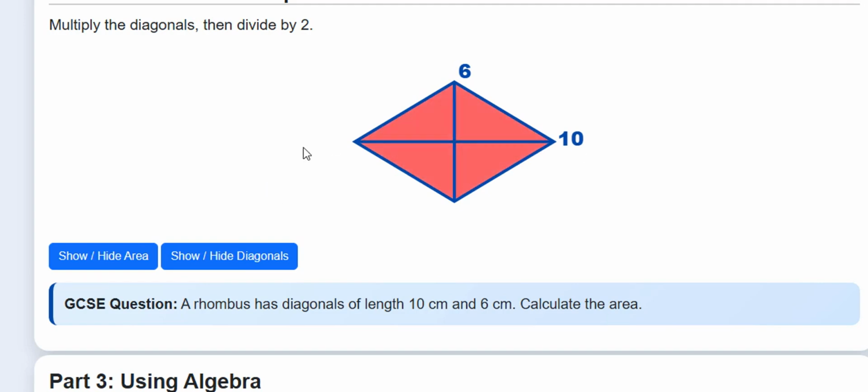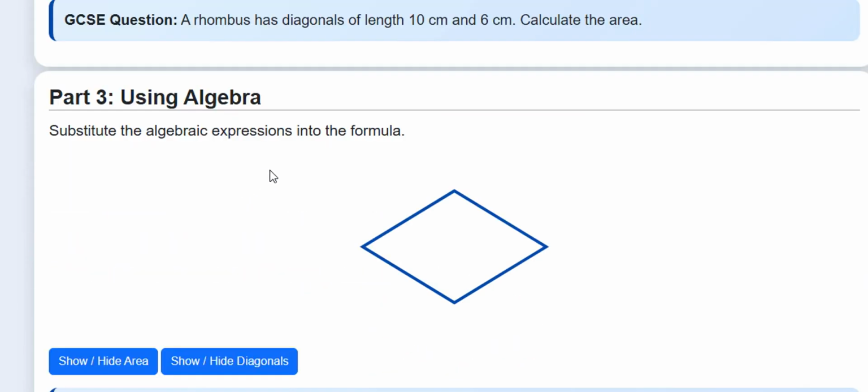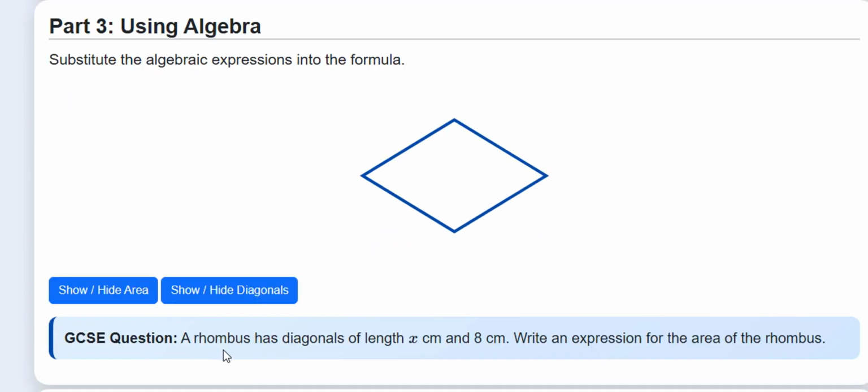But sometimes we can be told to express the area in terms of algebra or in terms of a given variable. Like in this part 3, we are told a rhombus has diagonals of length x centimeters and 8 centimeters. Write the expression for the area of that rhombus. So of course, the first thing is the area we are finding is the region enclosed by the sides of the rhombus. Then the diagonals are this one, which we are given as x, and then d2, which we are given as 8 centimeters.